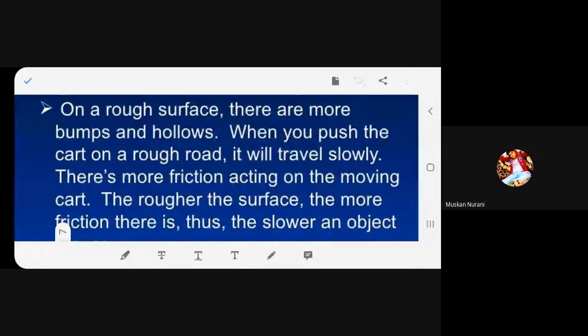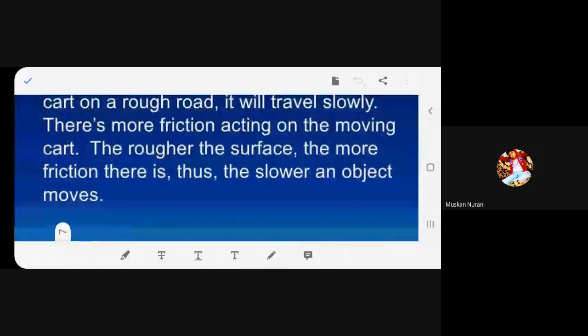On a rough surface, there are more bumps and hollows. When you push the cart on a rough road, it will travel slowly. There's more friction acting on the moving cart. The rougher the surface, the more friction there is, thus the slower an object moves.